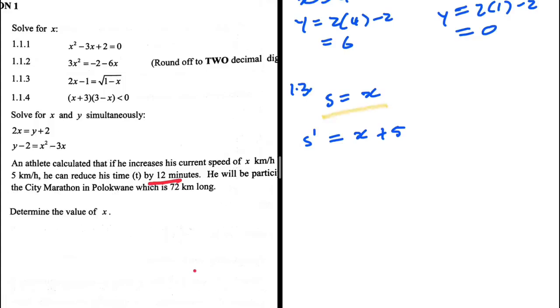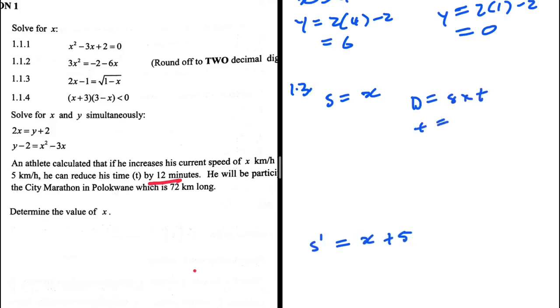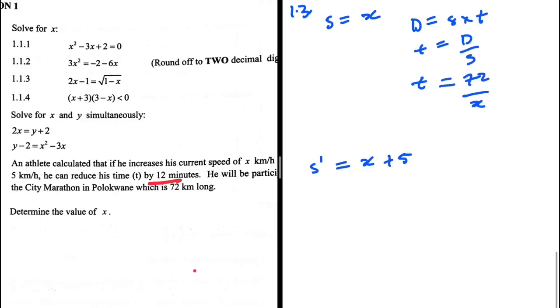Okay, let's think about that. Let me just drag this down. So the time, well, we know that distance is equals to speed multiplied by time. So time is equals to distance divided by speed. So the time when the speed is x is the distance, which is 72, right, divided by x. Okay, and then when the speed is x plus 5, the time will be 72, the distance, divided by the speed, which is x plus 5.